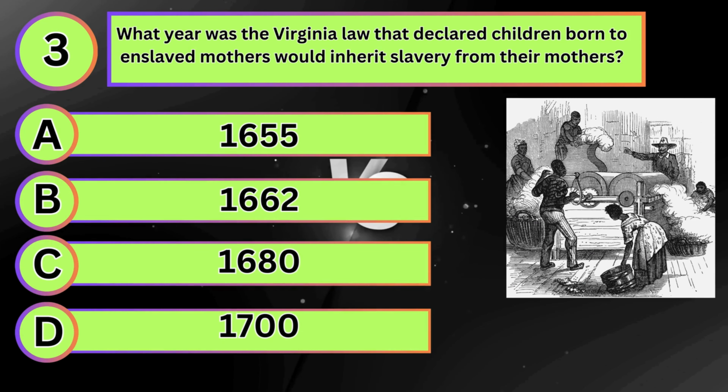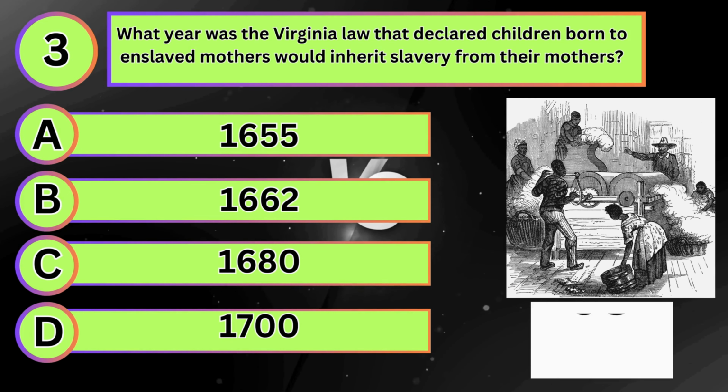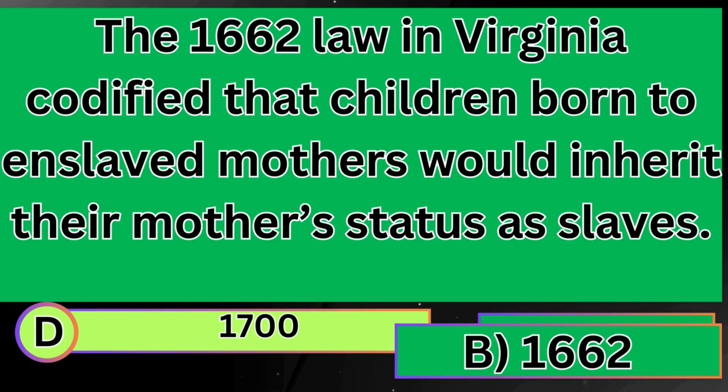What year was the Virginia law that declared children born to enslaved mothers would inherit slavery from their mothers? B. 1662. The 1662 law in Virginia codified that children born to enslaved mothers would inherit their mother's status as slaves.